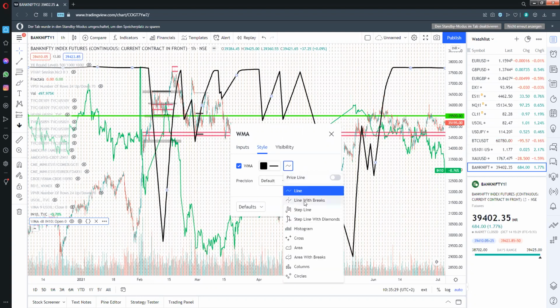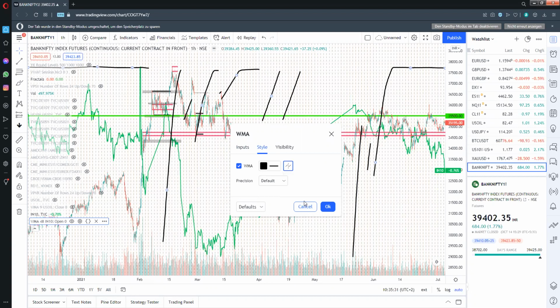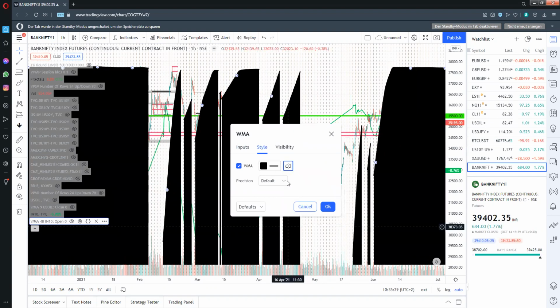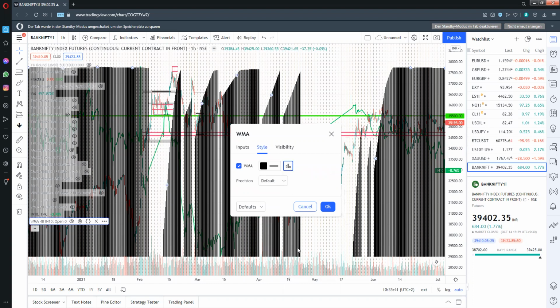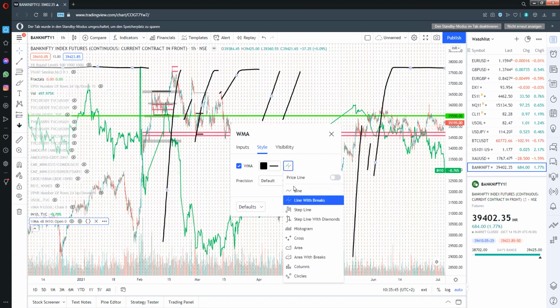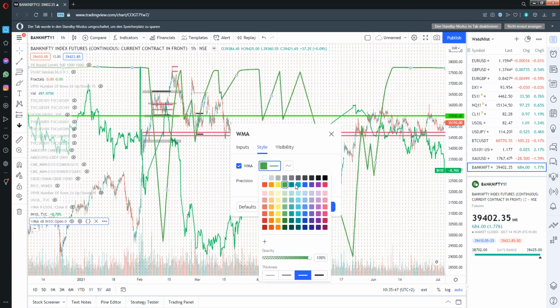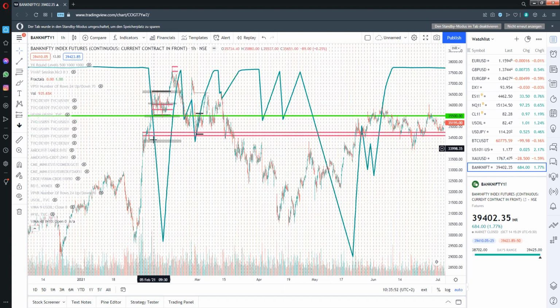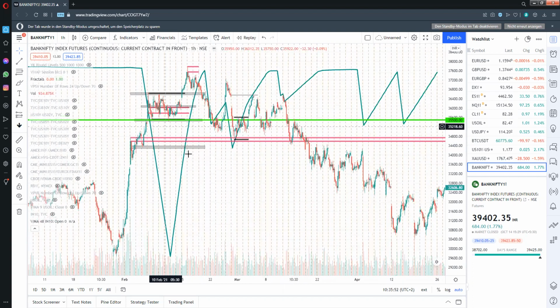Line with breaks, no, doesn't look good. Step line, doesn't look good. Crosses, doesn't look good. Areas, wow, this looks even worse. Wow, this looks all really bad. Okay, we just stick to the lines and we put the color somewhat yellowish.